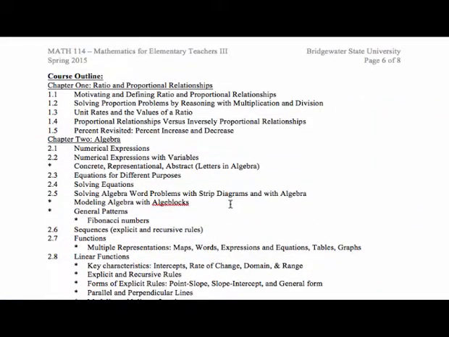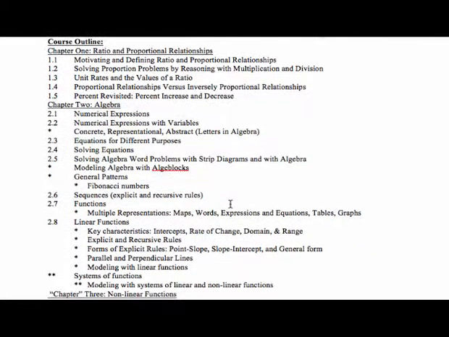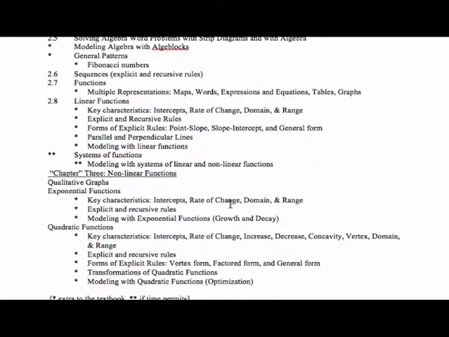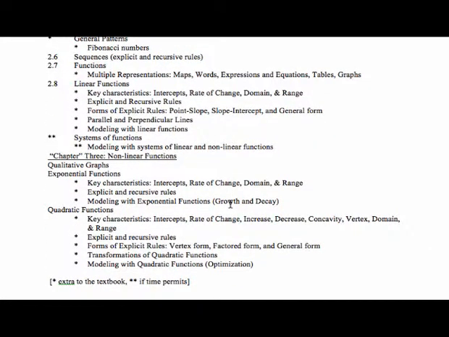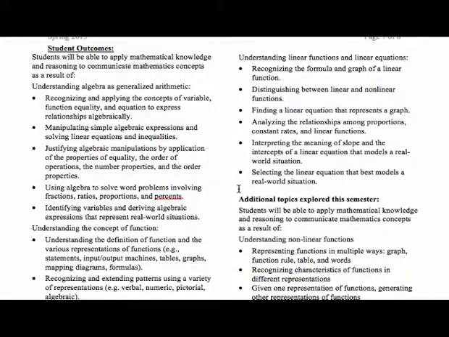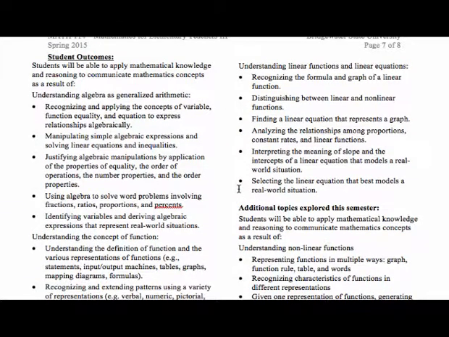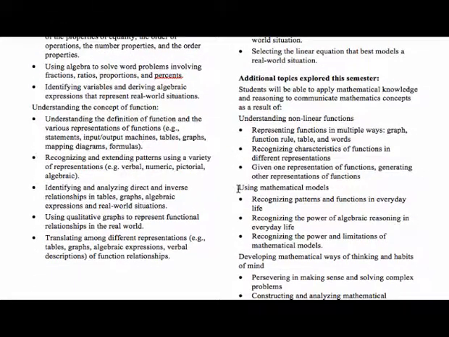The course outline will follow the following flow. Chapter 1, Chapter 2 of the book, and then we will have a Chapter 3, which is not part of the book and will be composed of supplementary material. Finally, on the 7th page, we have student outcomes. This is what we expect students to know and be able to do by the end of the course.